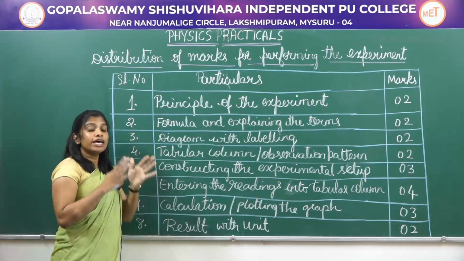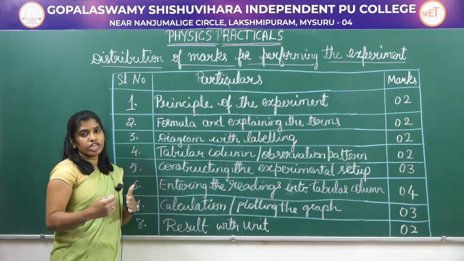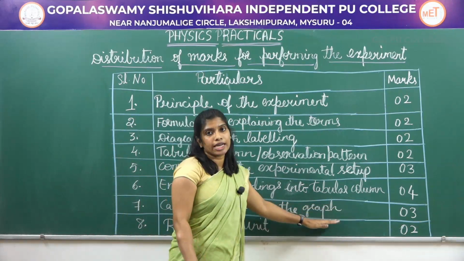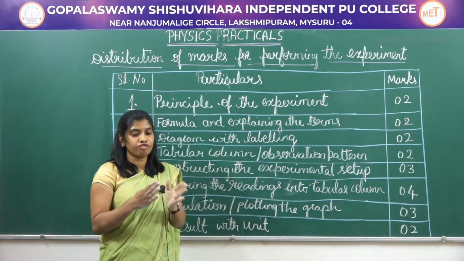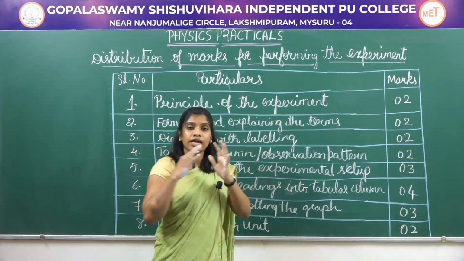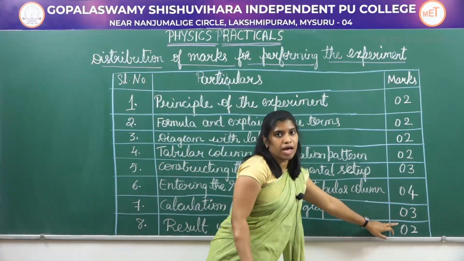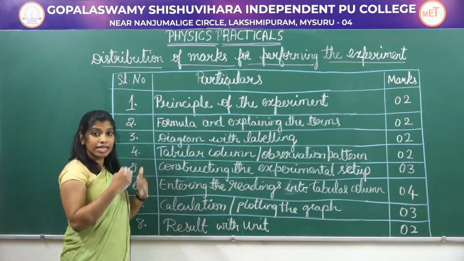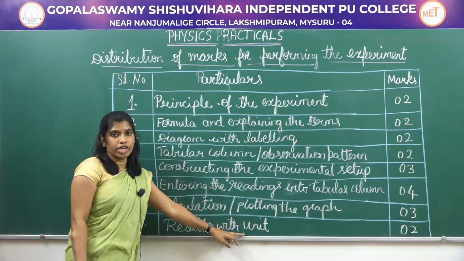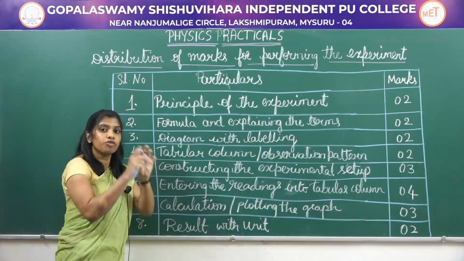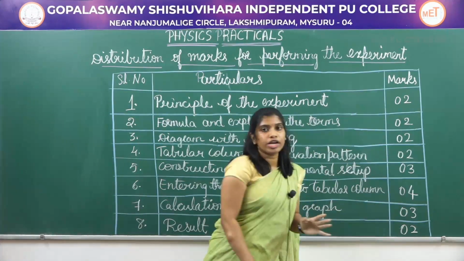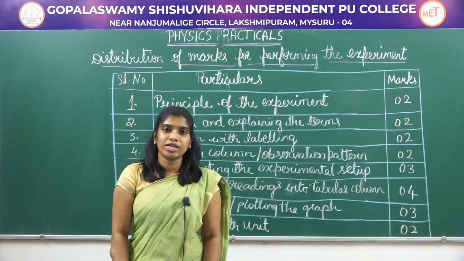And finally, after noting down the readings, you have to do the calculation. You are going to write down the relevant formula and do the calculation for each trial. That calculation and the plotting of the graph, if your experiment contains a graph, carry 3 marks together. Then coming to the final step, it is writing the result of the experiment with unit. You have to write the result with unit, and that carries 2 marks. So the total marks allotted for performing the experiment is 20 marks.